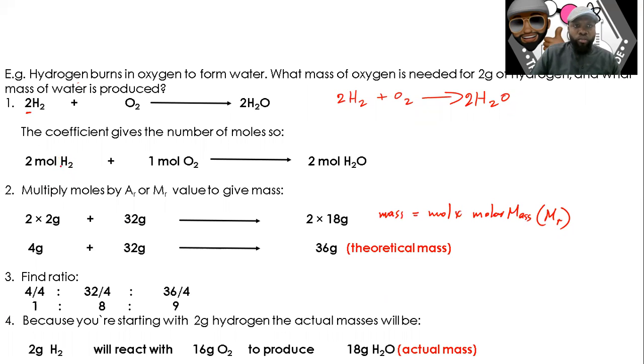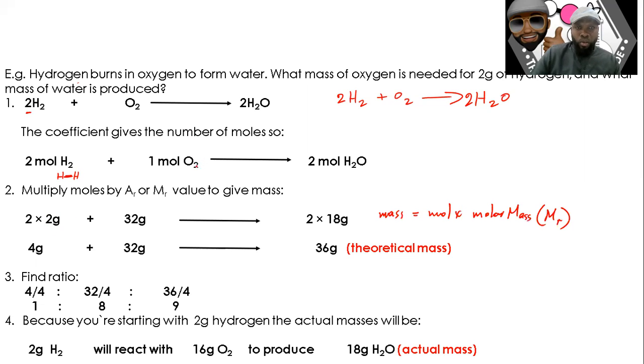1 mole of hydrogen molecule has a mass of 2 grams, because a molecule of hydrogen consists of 2 hydrogen atoms bonded together covalently. Each of them has a relative atomic mass of 1. So 1 plus 1 gives me 2 grams, therefore the molar mass of hydrogen is 2 grams.